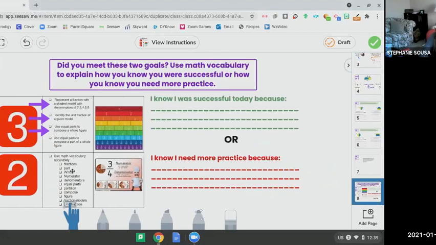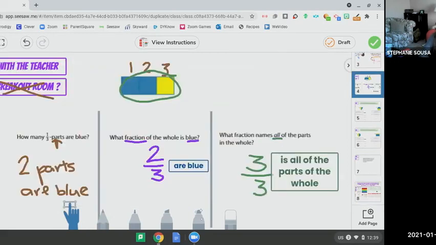You are not saying things like, it was easy, or I got done fast, or I worked really hard. That's not math vocabulary, okay? Math, math, math, vocab, vocab, vocab, okay?